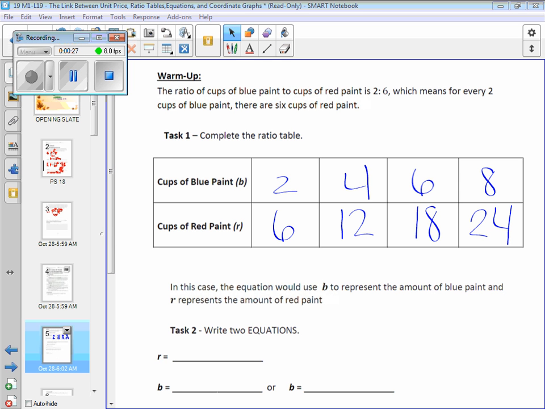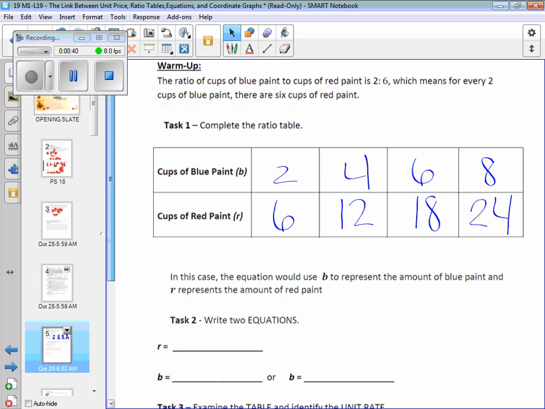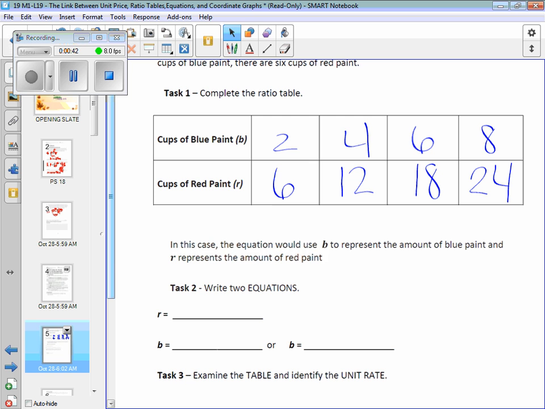Did everybody get this? All right, I am pretty comfortable with ratio tables with you guys. Everybody's getting this pretty routinely. Many of you are getting equations, but still, some of you are getting stuck on it. So let's say R equals, let's do that one first. What times what? Remember that the right side of your equation has to have the variable b in there.